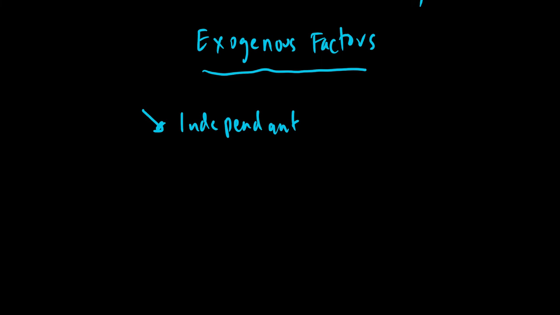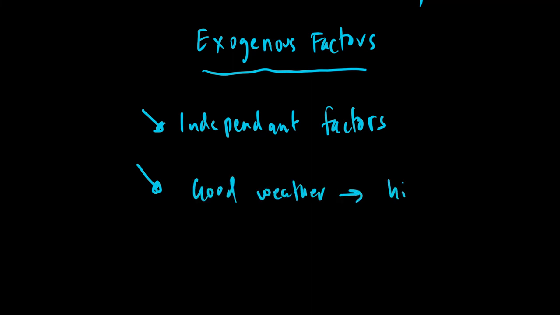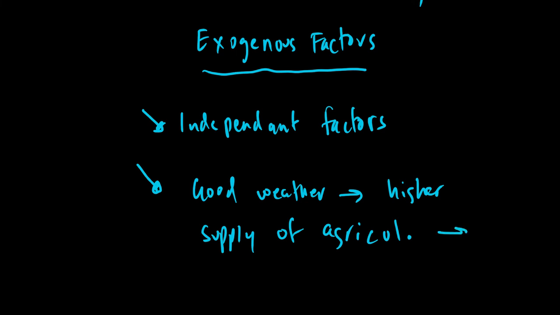Similarly, a major accident or a terrorist act or a war may affect the supply of many goods, like, for example, oil. So exogenous factors are independent factors which can also affect supply and can shift the supply curve to the right or to the left. A good example of this is that good weather can result in higher supply of agricultural goods. So you could have a bumper crop, a good crop, because an external factor, like good weather, is causing the supply to rise.